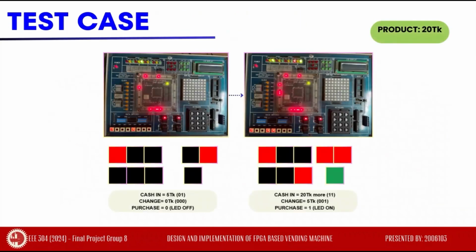We observed one test case for a 20 taka product. Firstly, we gave 5 taka. The vending machine would not dispense any product because enough money was not inserted. Then we put in 20 taka again. Now it has enough money, a total of 25 taka, to buy a 20 taka product. And now it is showing the purchase is done with a 5 taka cash return.